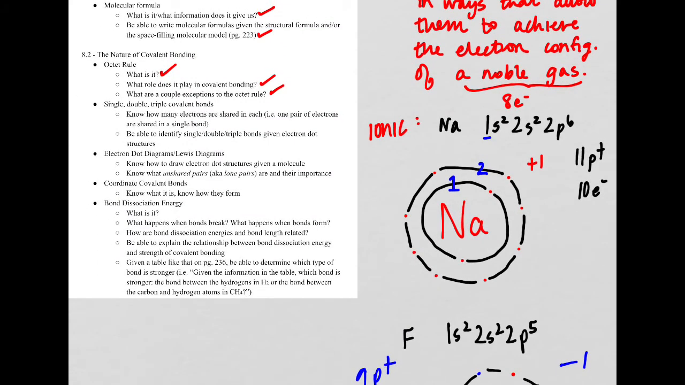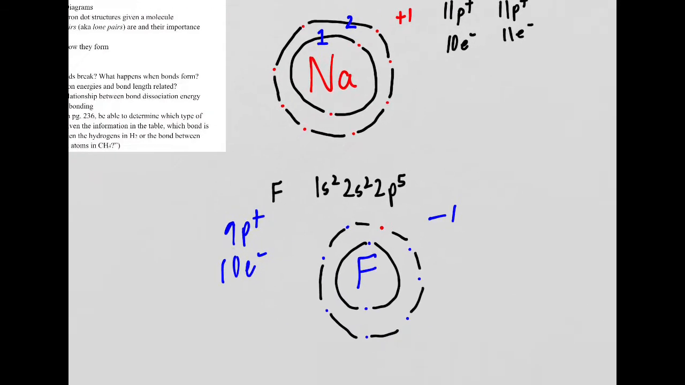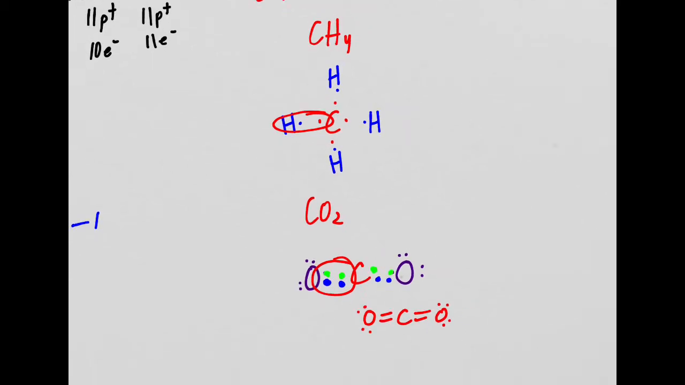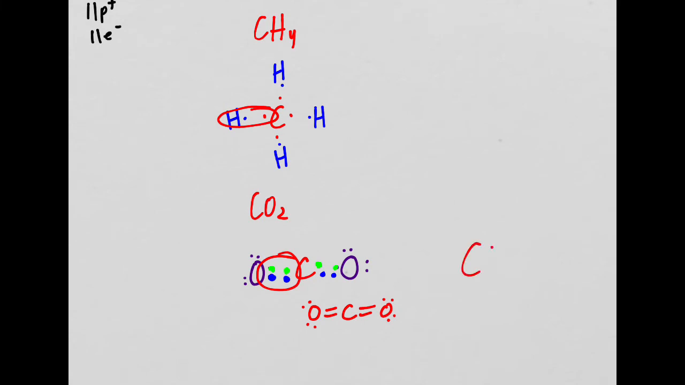All right. Single, double, triple covalent bonds: know how many electrons are shared in each. For example, one pair of electrons is shared in a single bond. So here, where did we have? Here we have a single bond, right? Because we have a pair of electrons there. But here we have two pairs of electrons being shared. Therefore, we have a double bond. If I were to draw this out, it would look like this, right? So two pairs of electrons is a double bond. And of course, three shared pairs of electrons is a triple bond. All right?